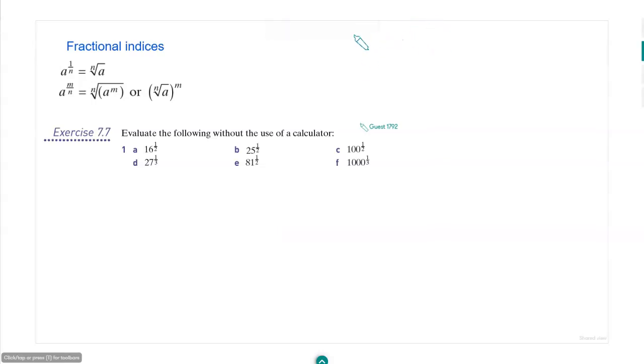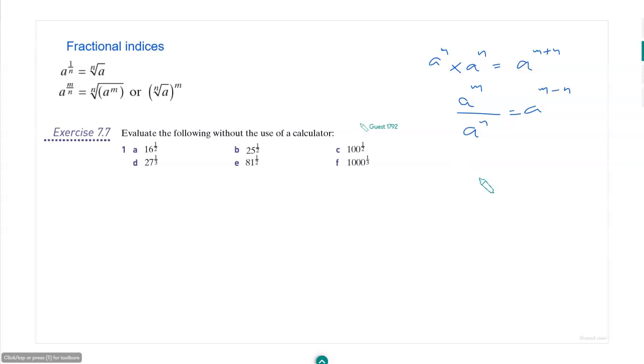Okay, so what are the other things we learnt in this chapter so far in indices? We learnt some laws, right? Yes, a to the power m times a to the power n equals a to the power m plus n. Then a to the power m over a to the power n equals a to the power m minus n, right? Yes.